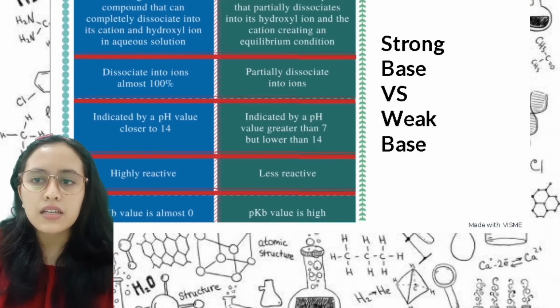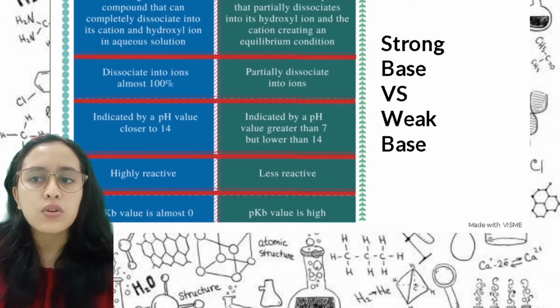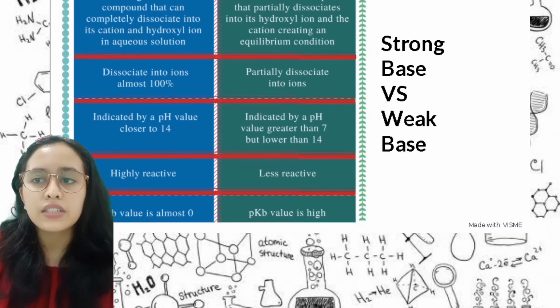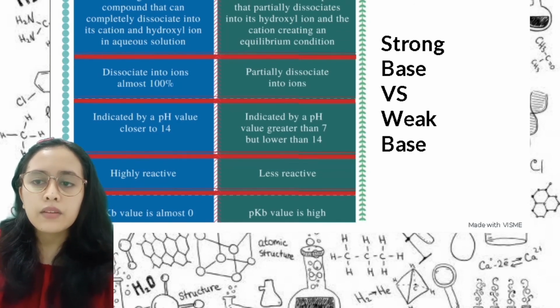A strong base is a compound that can completely dissociate into its cation and hydroxyl ion in aqueous solution. A weak base is a compound that partially dissociates into its hydroxyl ion and the cation, creating an equilibrium condition. The strong base is dissociated into ions almost 100%. Then the weak base is partially dissociated into ions.